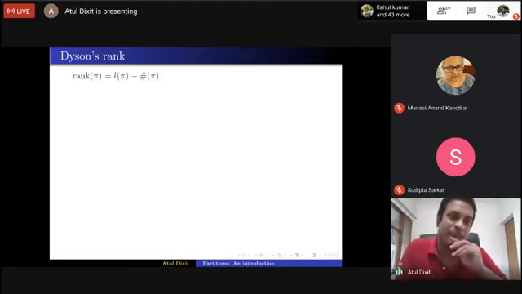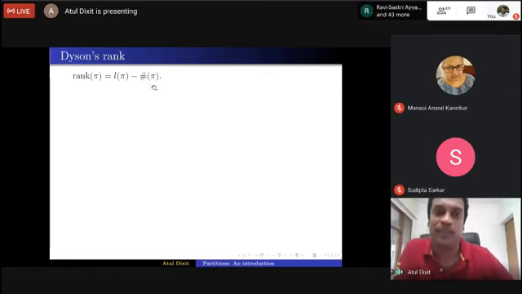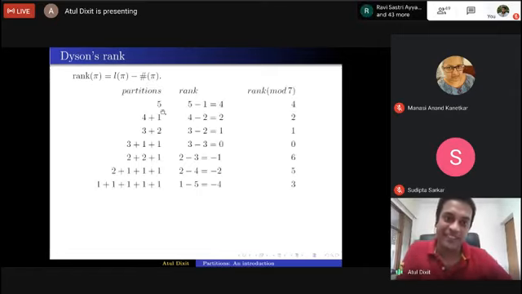Let us see an example. So L of pi here denotes the largest part, and hash of pi denotes the number of parts of a partition pi. So let us take the 7 partitions of 5 again. Let us compute the rank of each of them. So let us consider the partition 5. The largest part is obviously 5. The number of parts is just 1. So the rank is 4.